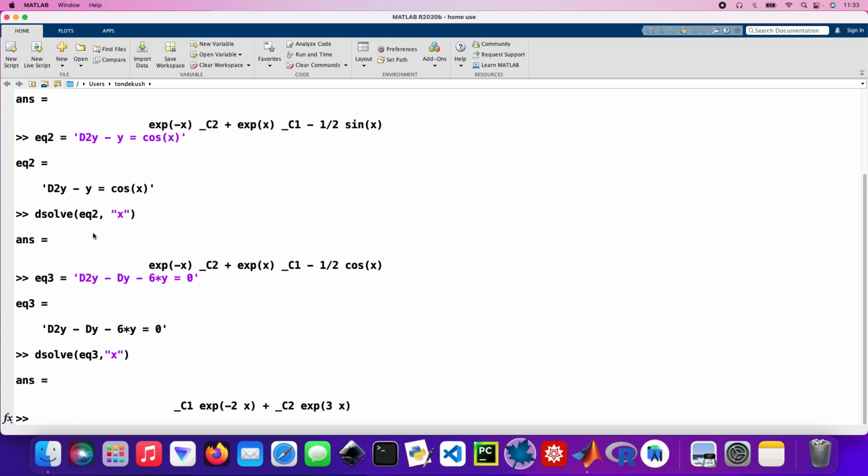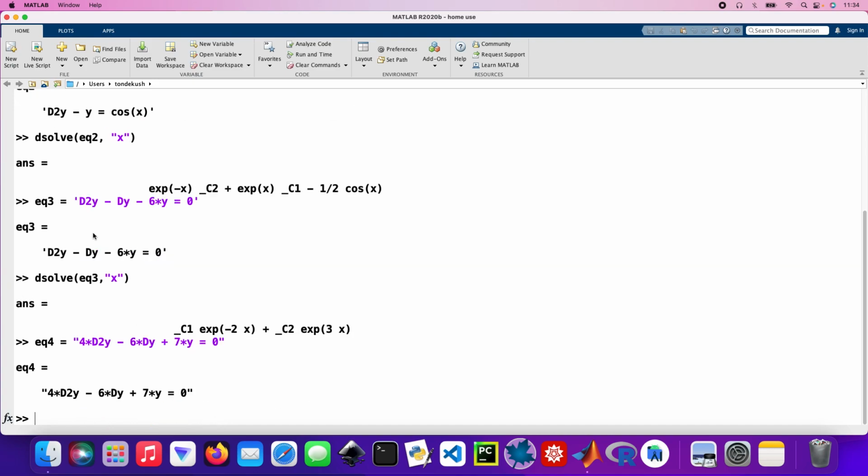The next one, equation 4: 4 times D2y minus 6 times Dy plus 7 times y is equal to 0. Then dsolve equation 4, and x is our independent variable.